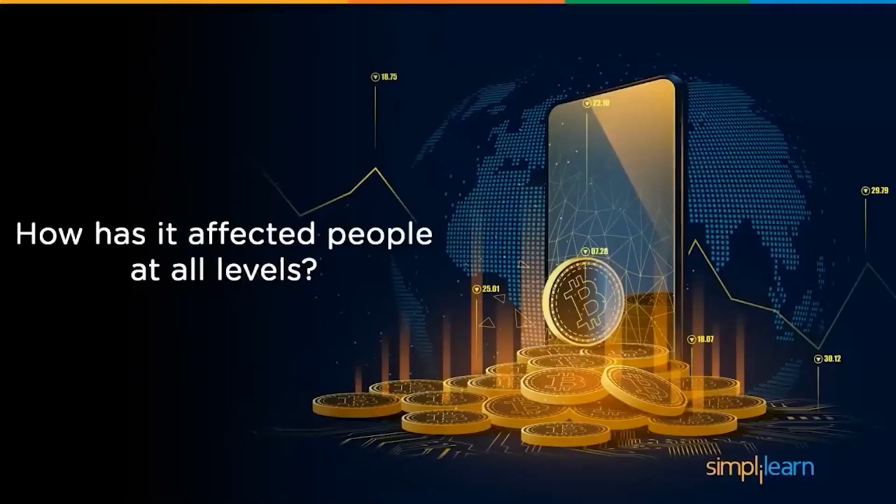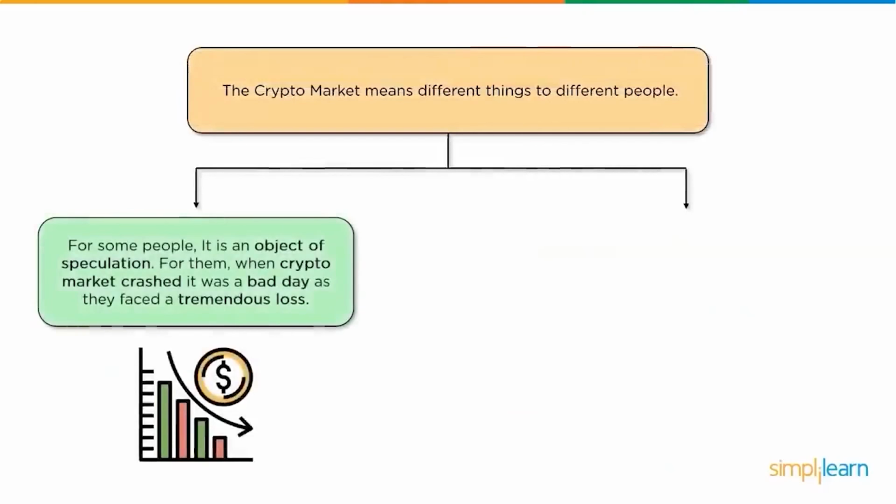Now we know the reasons behind the crypto market crash. So let's take a look at how it has affected people at all levels. The crypto market means different things to different people. It is an object of speculation that consumes almost all the media coverage about the space to many people. For them, the day crypto market crashed was a black day, as they faced a tremendous loss of their leverage invested in cryptocurrencies. Even the Bloomberg Galaxy Crypto Index plunged 19.2% in its worst slide in more than a year.